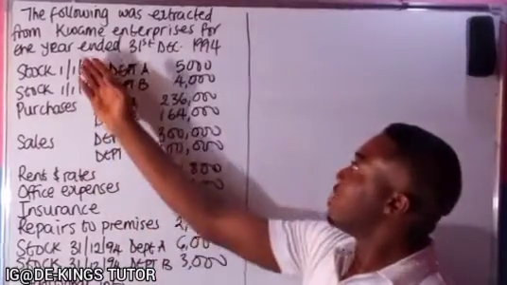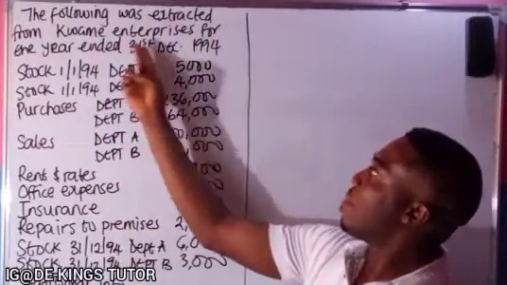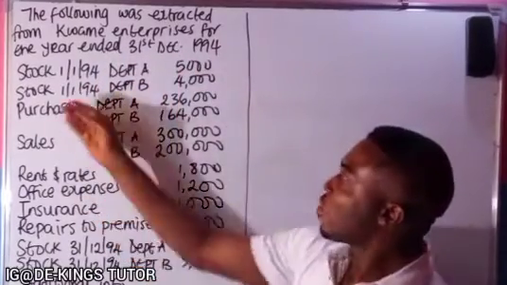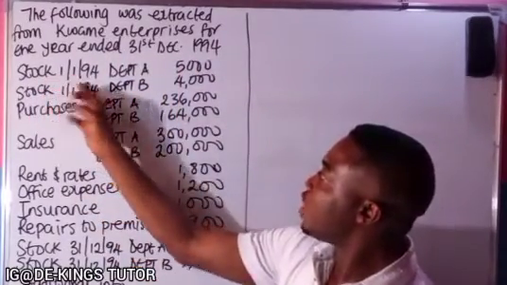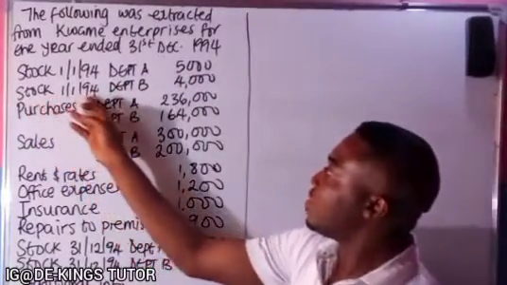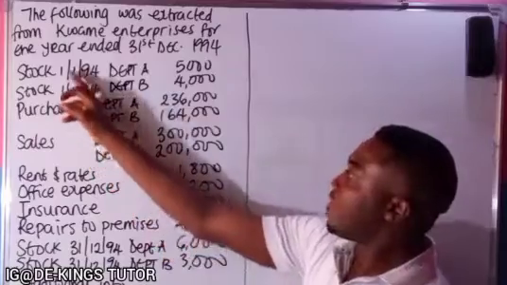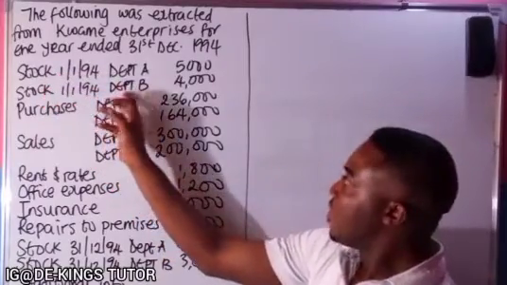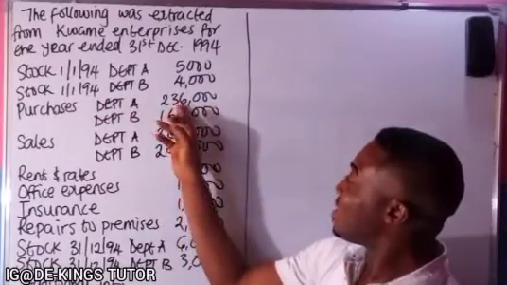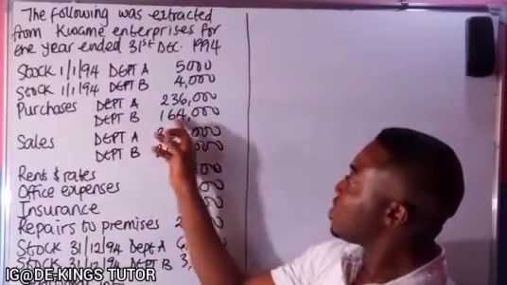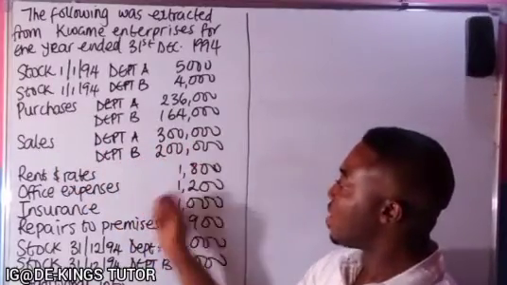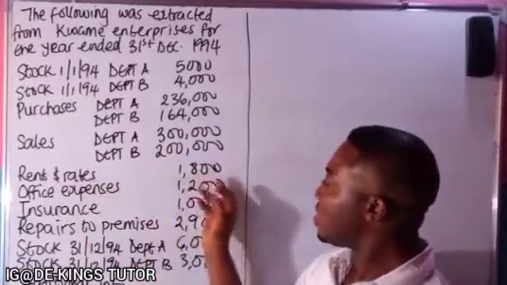The question said, the following was extracted from Kwame Enterprises for the year ended 31st December 1994. Stock, 1st January 94, Department A is 5,000. Same stock, 1st January 94. Remember, once you see first, you know it is opening. Department B, 4,000. Purchases, Department A, 236,000. Department B, 164,000. Sales, Department A, 300,000. Department B, 200,000. And rent and rates, 1,800.